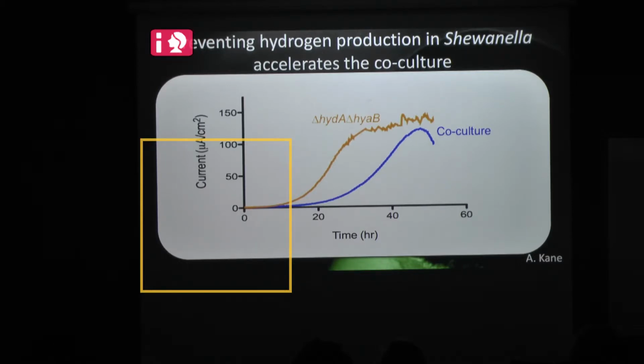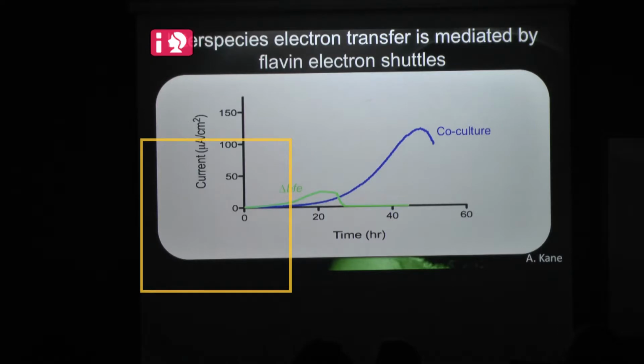So then we tried this. We set it up with our Geobacter strain and our strain of Shewanella, the BFE mutant that can't secrete flavins. And when that happens, we see that the system is impaired.